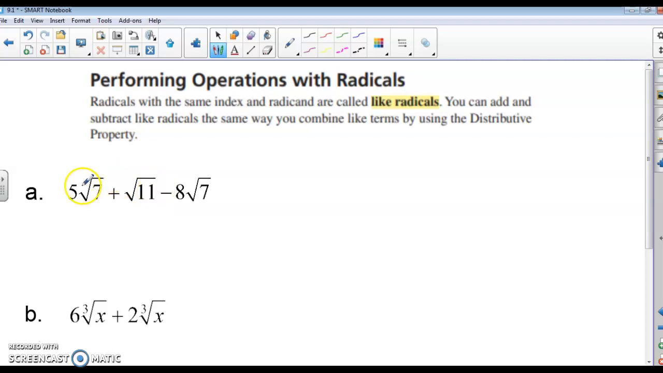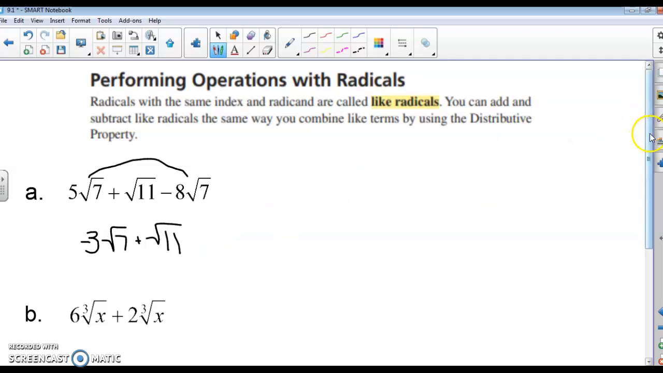In this case, though, we have 5 square root of 7 and negative 8 square root of 7. Those are like terms, so we can combine them. So we add the numbers in front. 5 and negative 8 make negative 3. So I have negative 3 root 7. And then I can't combine this because it's not a like term, so I just write plus square root of 11. And that's it. That's your answer.